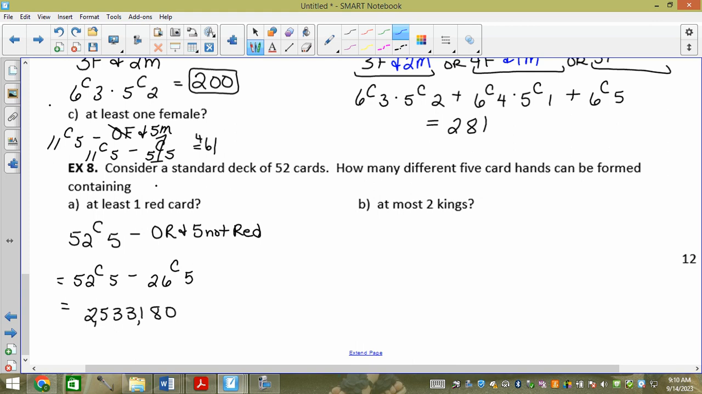At most, 2 kings means 2 kings or less. If you do the big case and take off the other ones, or you do all the cases, it's actually very similar in amount. So I'm just going to do it normal the way it is. So at most, 2 kings means 2 kings or less. So 2 kings or 1 king or 0 kings. In each of these cases have 5 cards. So I need to supplement with 3 not kings and 4 not kings and 5 not kings.